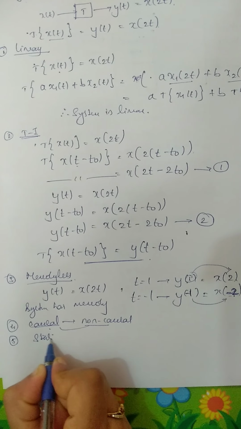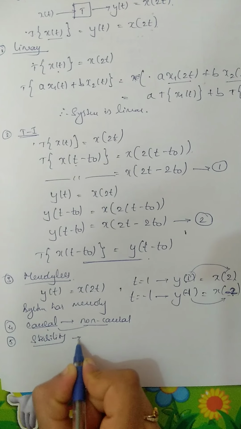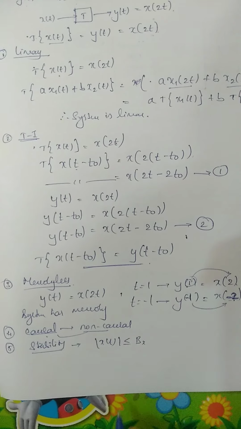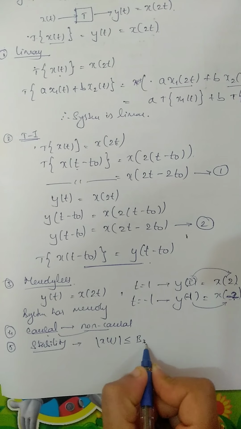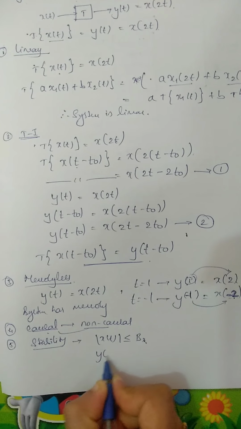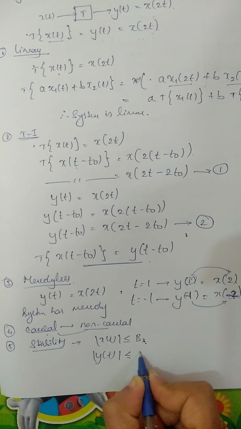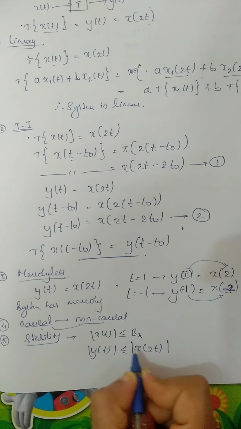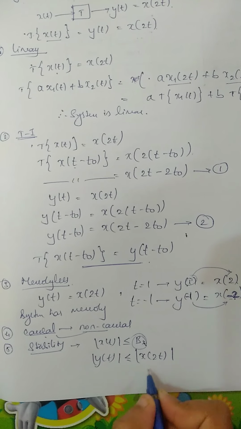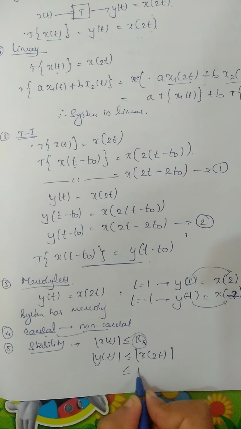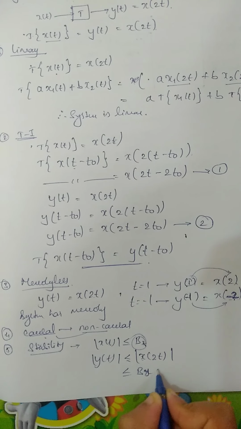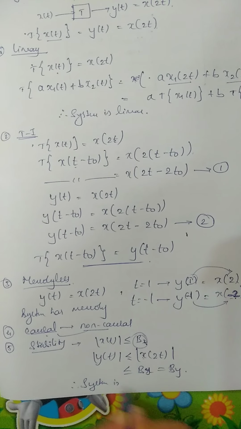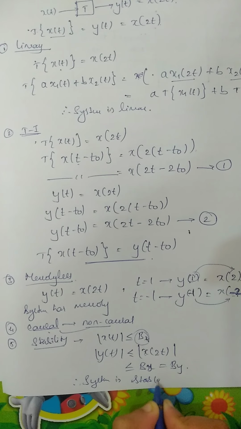Next, we need to check the stability. For that, if we take the magnitude of x of t to be less than B of x, that is a bounded input, we can also write it for y of t. y of t should be x of 2t, right? See, x of t is within the bounded input, so we can also say x of 2t is also within the bounded input, which gives a bounded output. So the system is stable. We can say the system is stable.